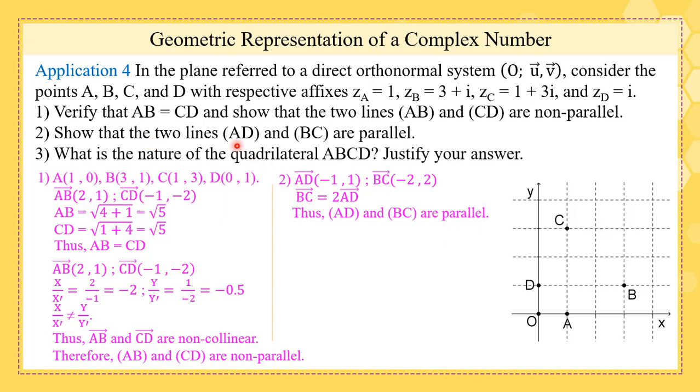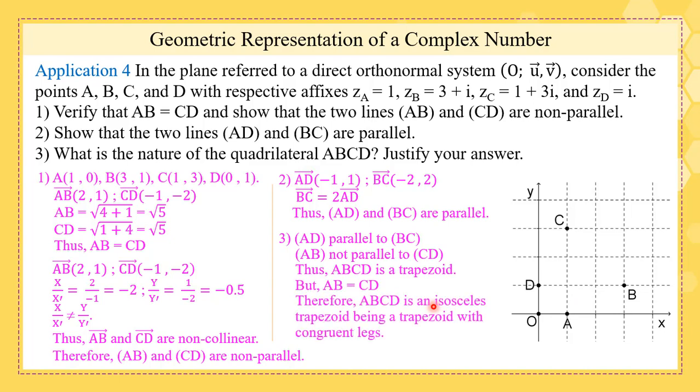The last part, what is the nature of the quadrilateral ABCD? Justify your answer. Try also to find the nature with justification. Well, AD is parallel to BC and AB is not parallel to CD, this means that ABCD is a trapezoid and it has two equal legs. So this is an isosceles trapezoid.